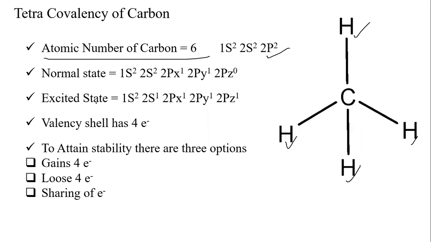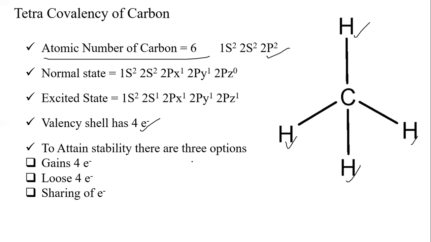But in the excited state, when the energy is supplied, what happens? One electron from the 2s orbital jumps to 2pz. So now how many unpaired electrons are there? There are four unpaired electrons. To satisfy this four electron valency and get the octet configuration, everyone knows we need 8 electrons in the external shell of any atom.